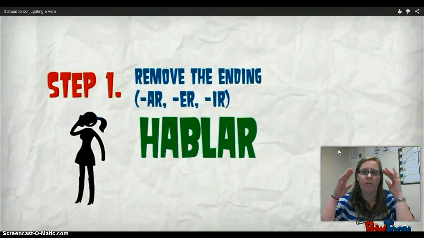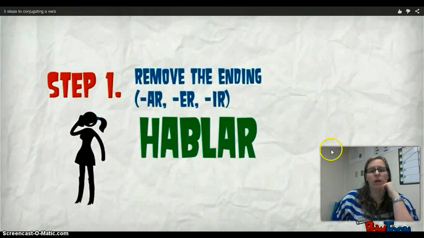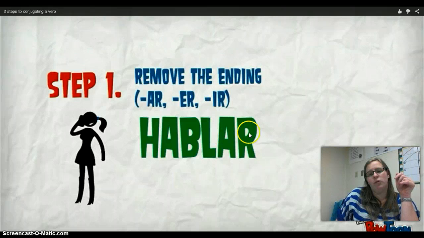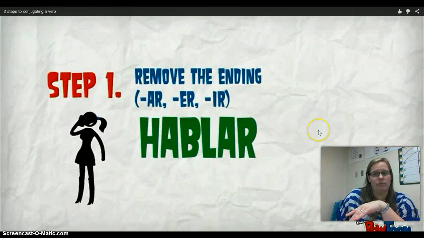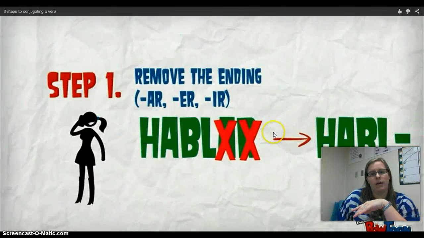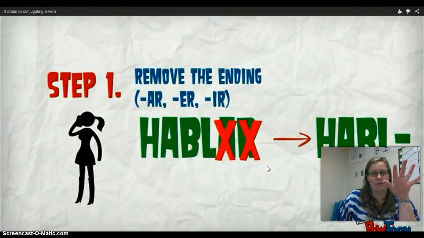So the very first step that you always perform is to get to the stem, okay? You're going to get to the root of the verb. So we have hablar. We're working with just AR verbs, right? So I'm going to remove that ending. It's gone. And that leaves me with HABL, habl. That's the only thing I have left.